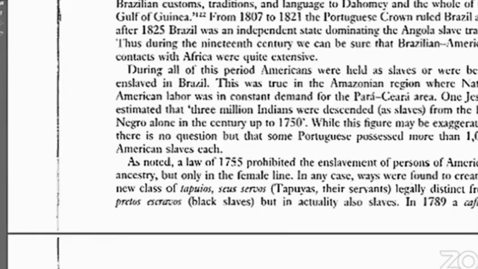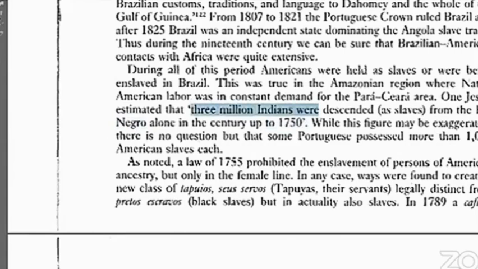During all this period, Americans were held as slaves or were being enslaved in Brazil. This was true in the Amazonian region, where Native American labor was in constant demand for the Para-Sierra area. One Jesuit estimated that 3 million Indians were descended as slaves from the Rio Negro alone. We're talking about the Amazon when they say Rio Negro. In the century up to 1750, 3 million Indians.